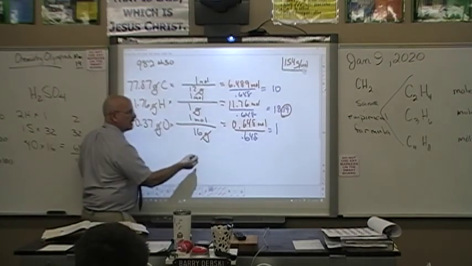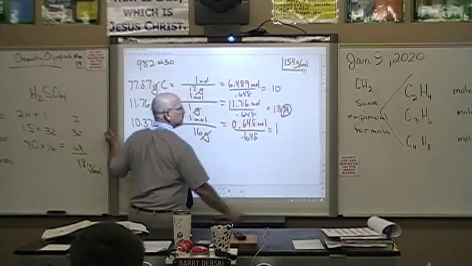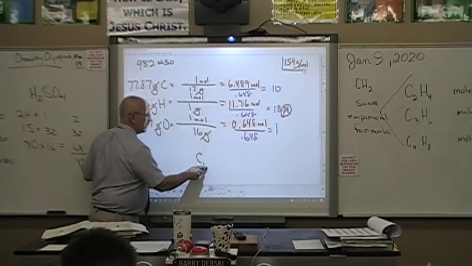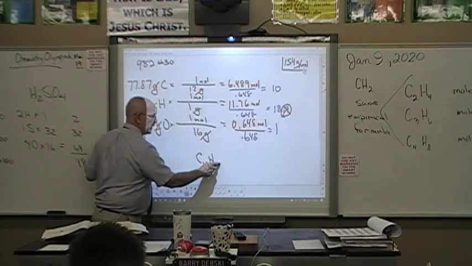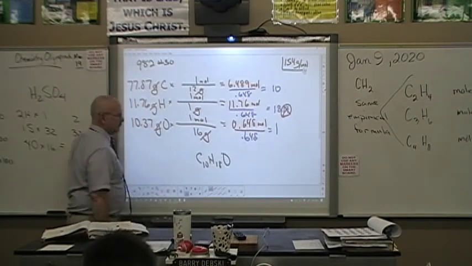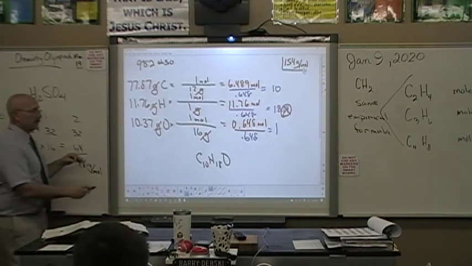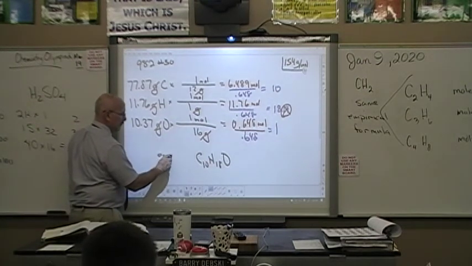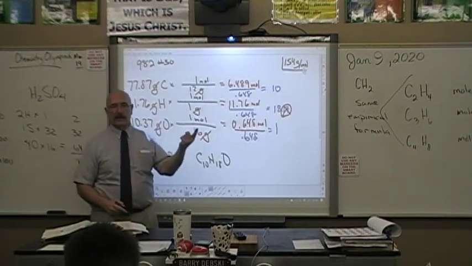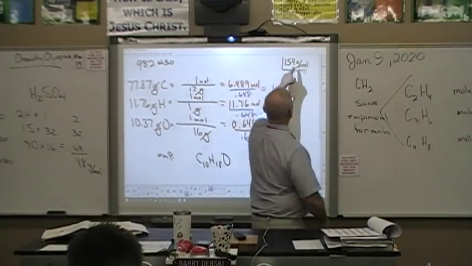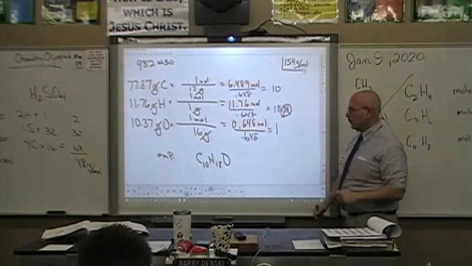So my ratio here, in this case, we're going to say these are big numbers already, C10H18O. Now that's not my final answer, that's my empirical formula. And the question was, what is my molecular formula? Now here's the last step. This is the molar mass of my molecular formula. What's the molar mass of this?